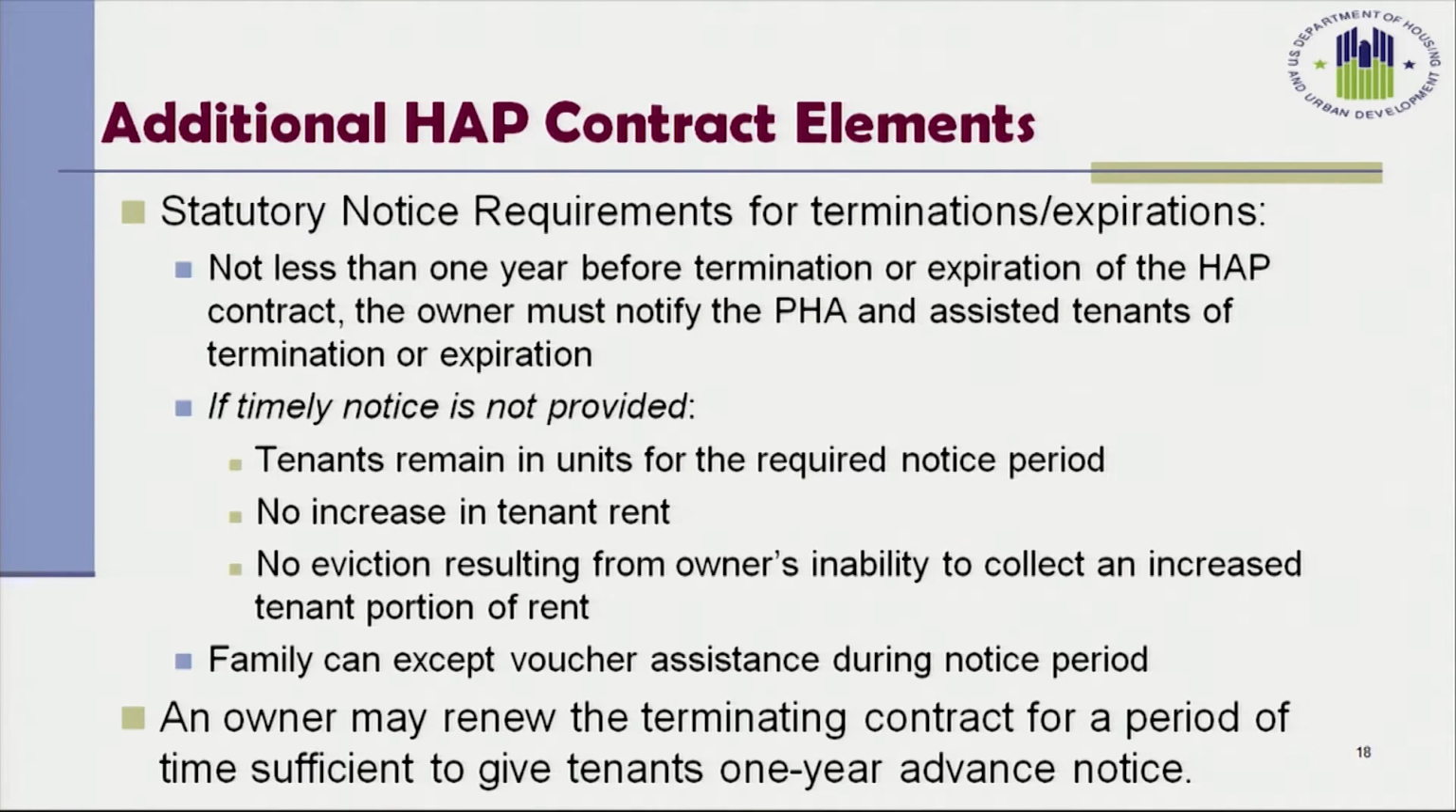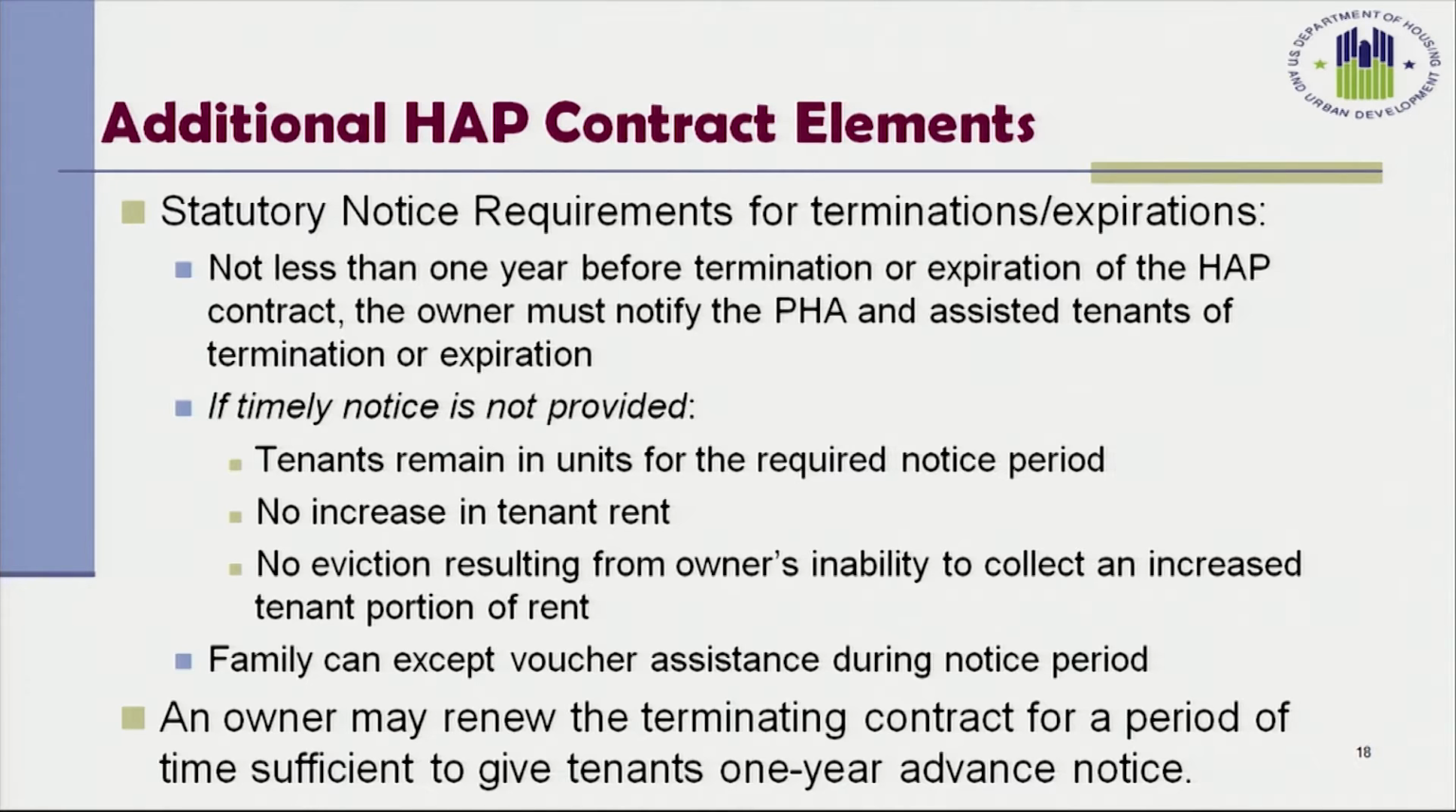There are some additional HAP contract elements, including statutory notice requirements for terminations and expirations. Not less than 1 year before termination or expiration of the HAP contract, the owner must notify the PHA and assisted tenants of the termination or the expiration. If timely notice is not provided, the tenants have a statutory right to remain in those units for the required notice period.